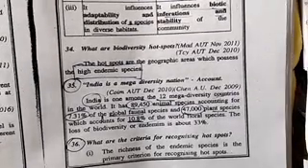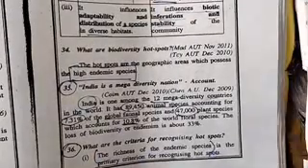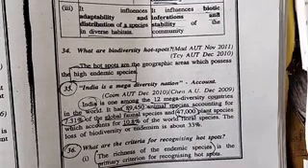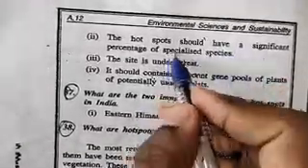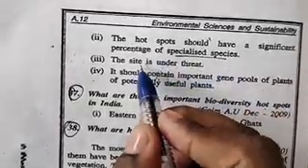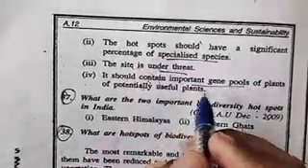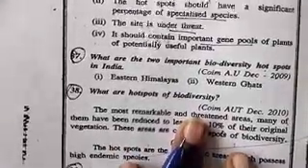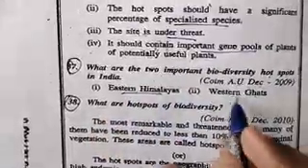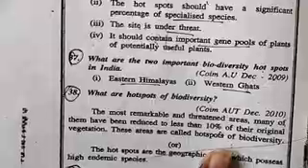Next, what are the criteria for recognizing hotspots? The richness of endemic species is the first and main criterion for identifying a hotspot. Second, the hotspot should have a significant percentage of specialized species. Third, the site is under threat. Fourth, it should contain important gene pools. Two important biodiversity hotspots in India are the Eastern Himalayas and Western Ghats.